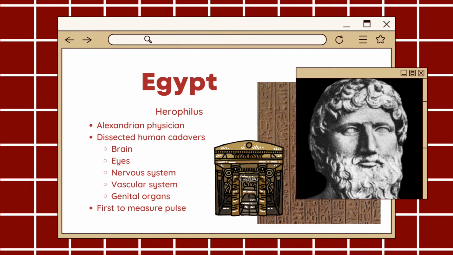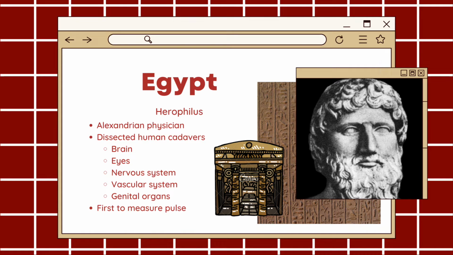Finally, we get to the man who is often credited as the father of anatomy, Herophilus, who lived between 335 and 280 BC in Egypt. Herophilus was a physician in Alexandria during the small period of time that the ban on human dissection was lifted, allowing him to study human cadavers. He conducted important anatomical investigations of the brain, eye, nervous and vascular systems, and the genital organs.